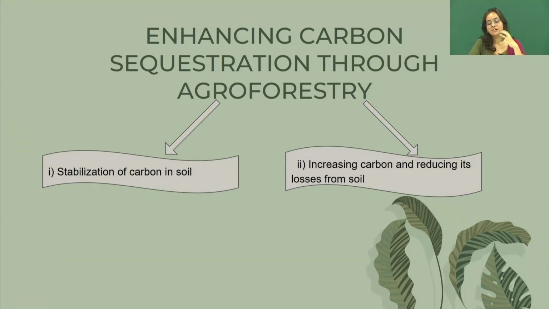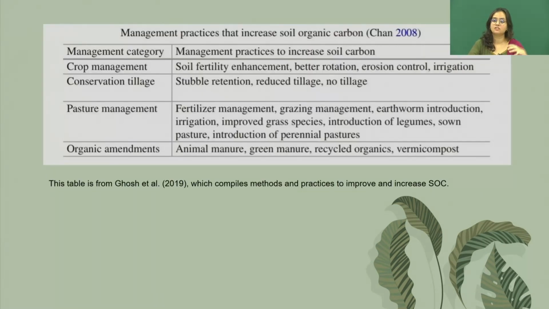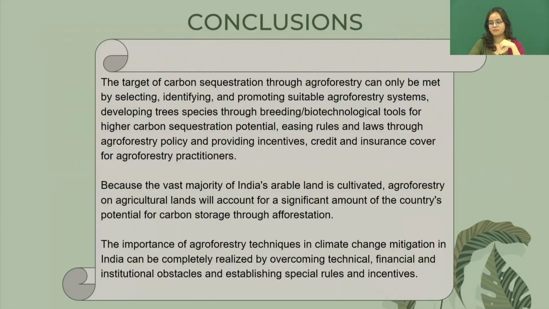Increasing the carbon and reducing its loss also helps in enhancing carbon sequestration. There are various methods like stubble retention that focus on increasing carbon and also prevent its loss. This table from Ghosh et al. 2019 compiles methods and practices that improve and increase the SOC in the soil. The practitioners and cultivators can use a combination or a single method to enhance carbon sequestration.